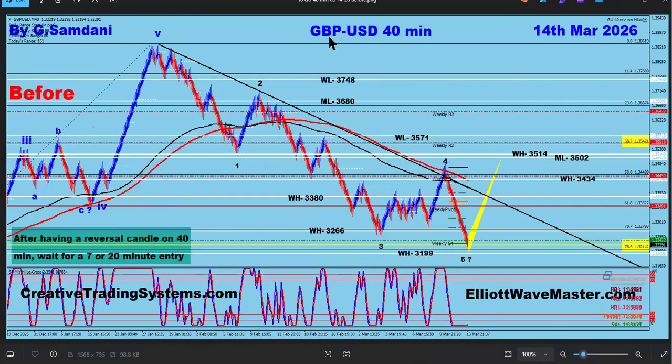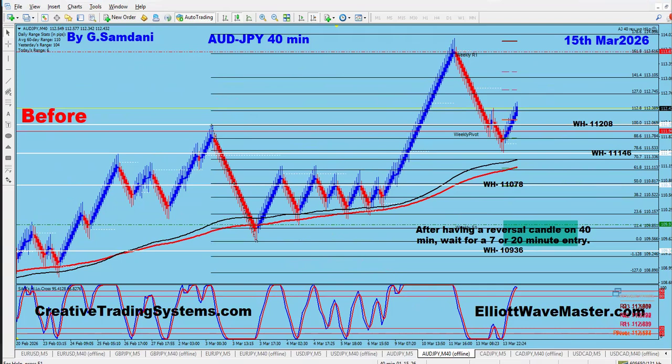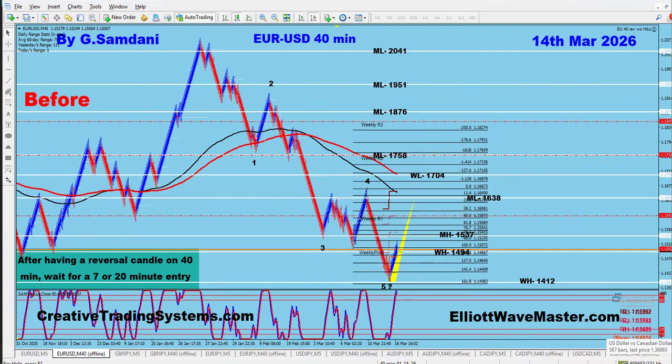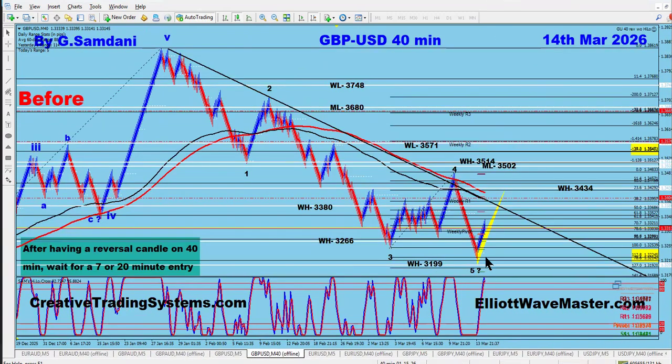Now, another chart that I showed, Pound USD, is still underway. It started to bounce from here. So far, I have not recorded the after chart because it's still going on. It's right here somewhere. Let me show you. Pound USD is right there, and goes up. Pound USD going long is right there, right?